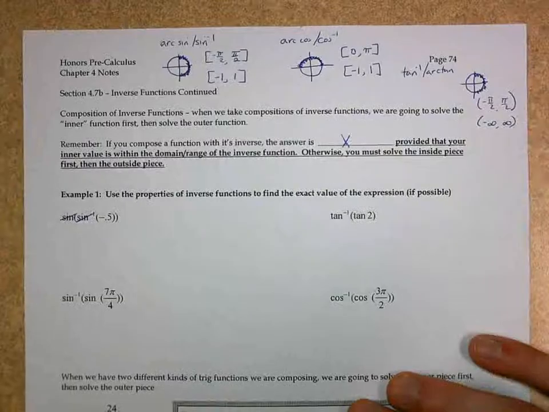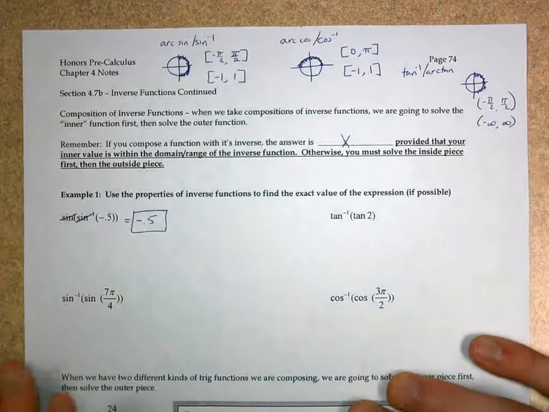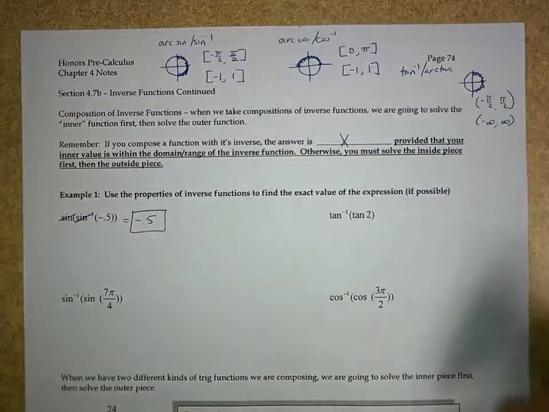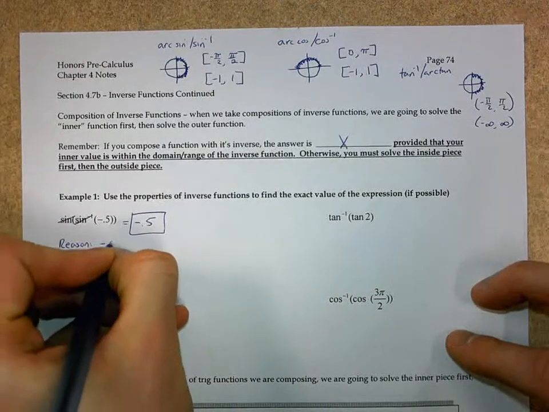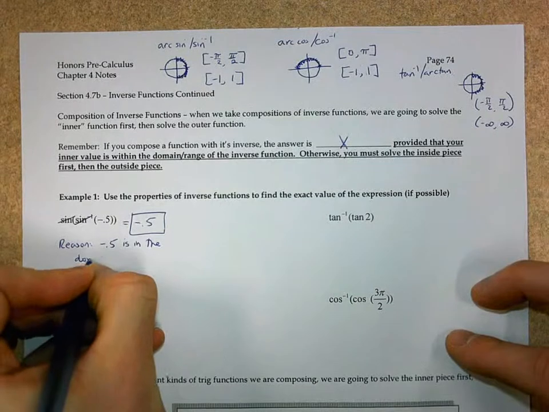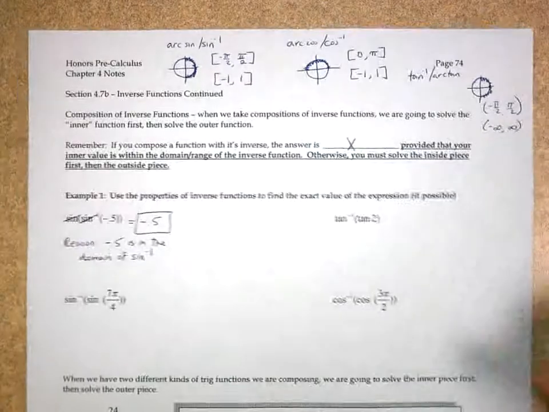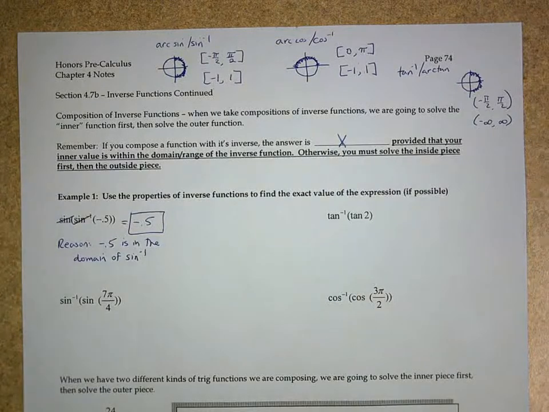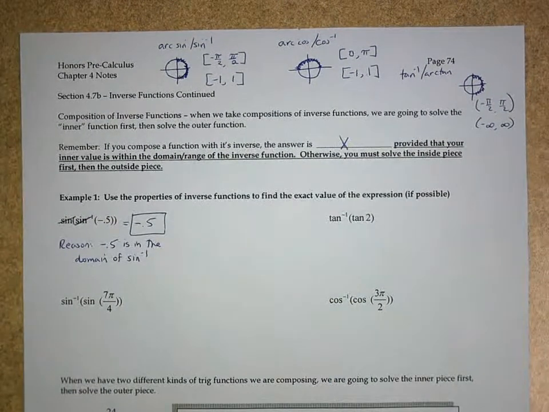So I can say sine and sine inverse are going to cancel out, and I'm going to end up with negative 0.5. And the reason is that negative 0.5 is in the domain of sine inverse. If this were to have been, say, 2.8, then it would not work because 2.8 does not fall in the domain of sine inverse.